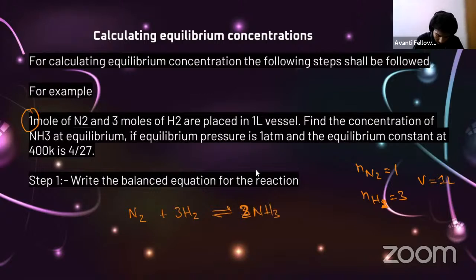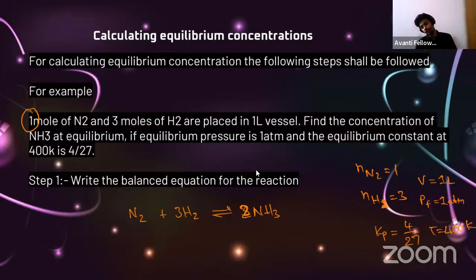Okay, all are gases itself, right? He also gave that the equilibrium pressure, that is the final pressure, is 1 atmosphere, and the equilibrium constant Kp at 400 Kelvin is given, that is 4 by 27. Okay, the temperature is given, that is 400 Kelvin. Now these are what is already mentioned here. So by using this data, we need to find out the equilibrium concentration of ammonia.